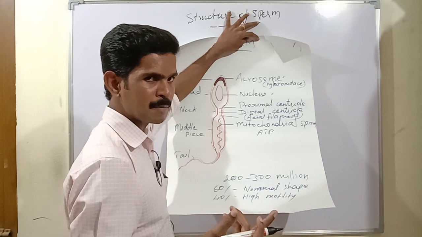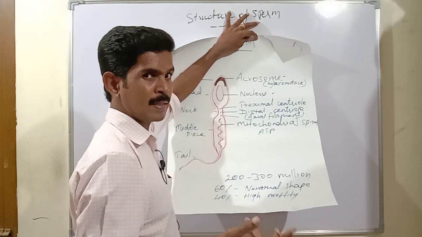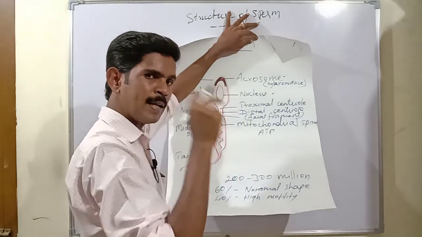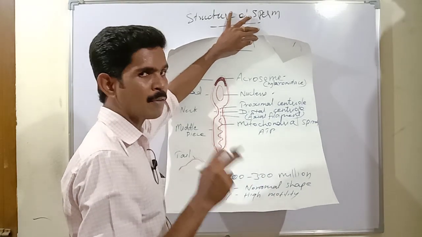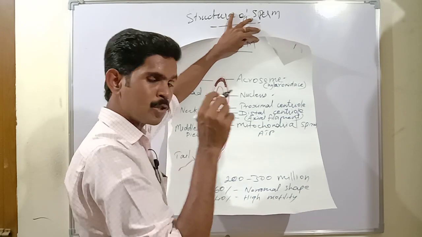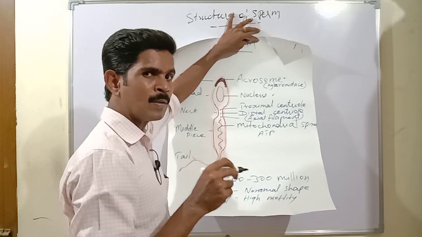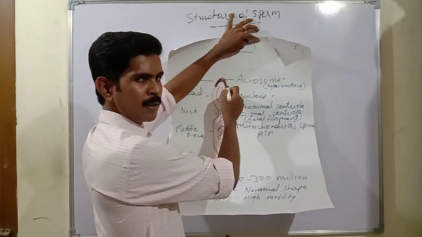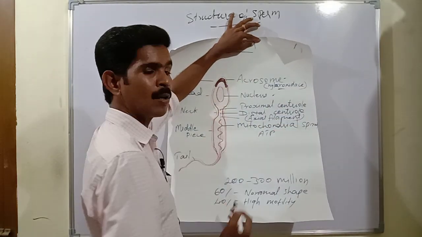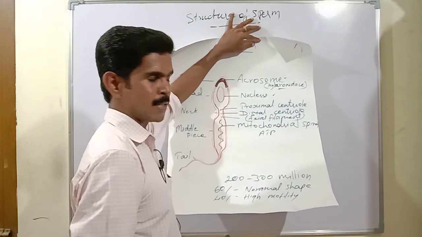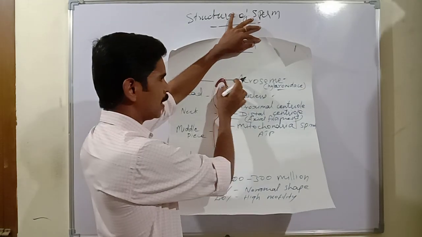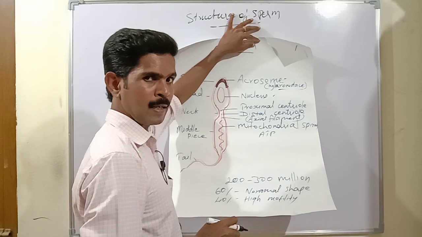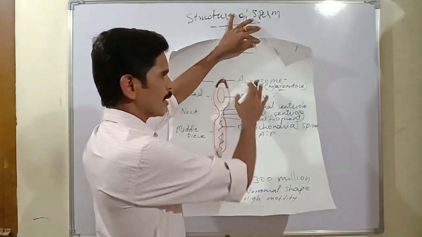Next class I will explain about the structure of female sex cell, the egg. So for fertilization the sperm should enter inside the egg cell. To rupture or to break down the wall of the egg cells, this acrosome is very important because the acrosome consists of hyaluronidase enzyme or sperm lysine. So with the help of this acrosome only, the sperm is penetrating inside the egg cell. That's all about this acrosome.